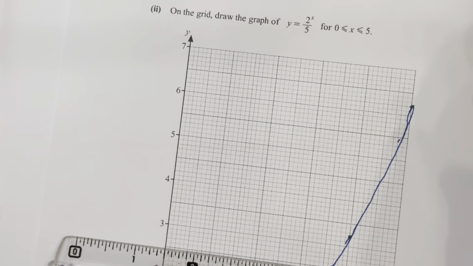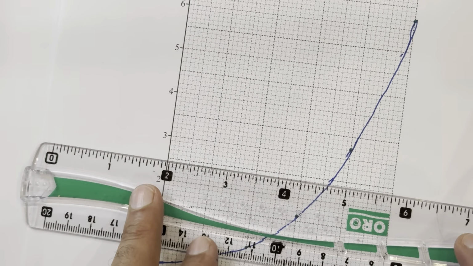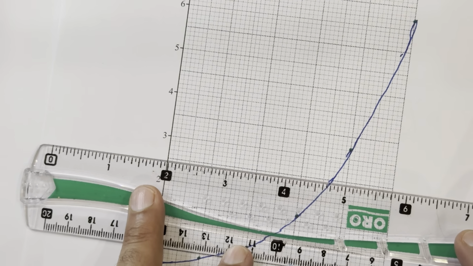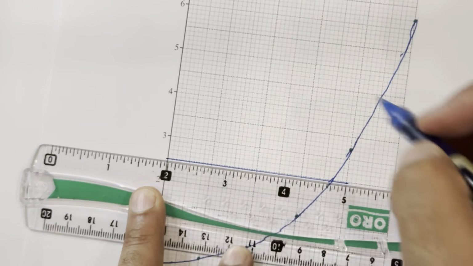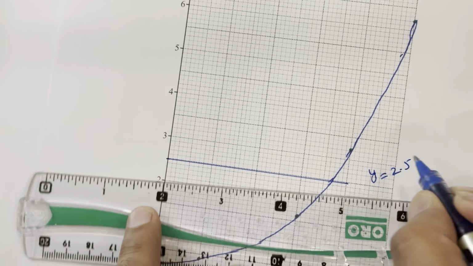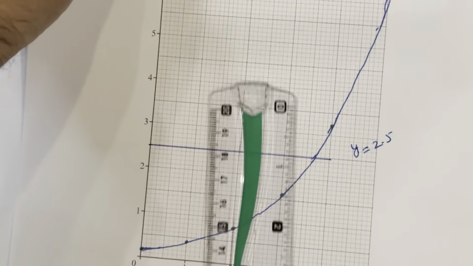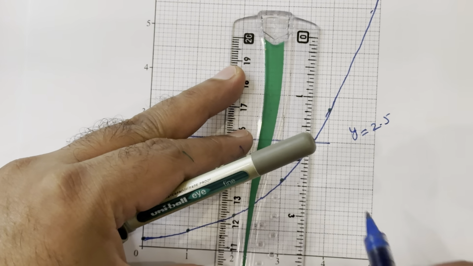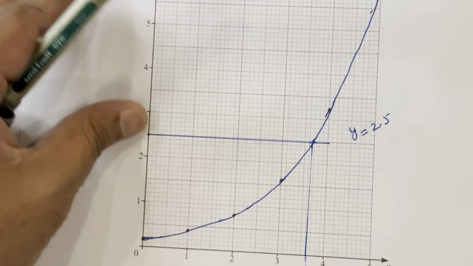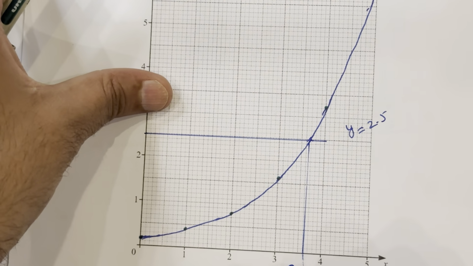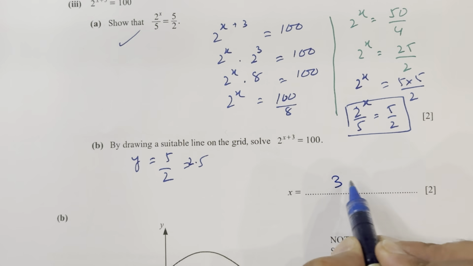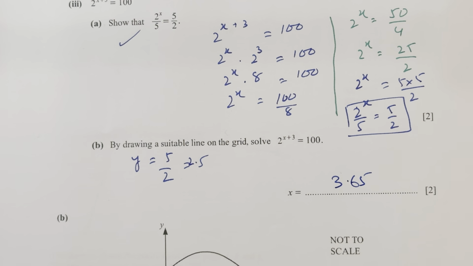So this would be our point. You can see y is equal to 2.5. Now it is between 2 and 3. So this would be our line of y = 2.5. And now you need to find the value of x. That would be approximately equal to 3.65. So our answer over here, you can write x is 3.65.